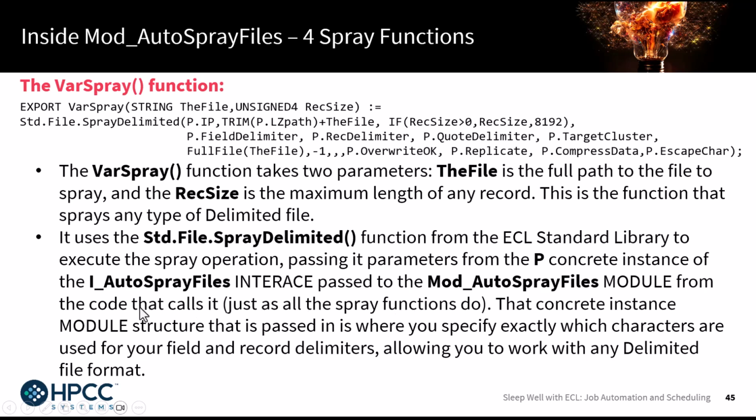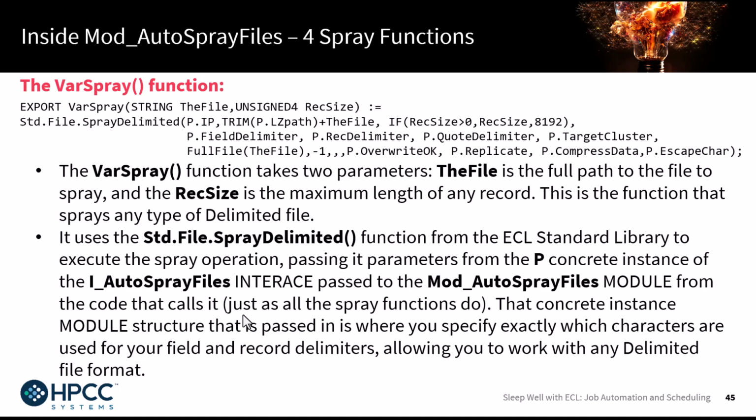This is the function that sprays any type of delimited file. Inside, it uses the std.file.spray delimiter shown at the top from the ECL standard library to execute the spray operation, passing it parameters from the P concrete instance of the autospray files interface passed to the mod_autospray files module.